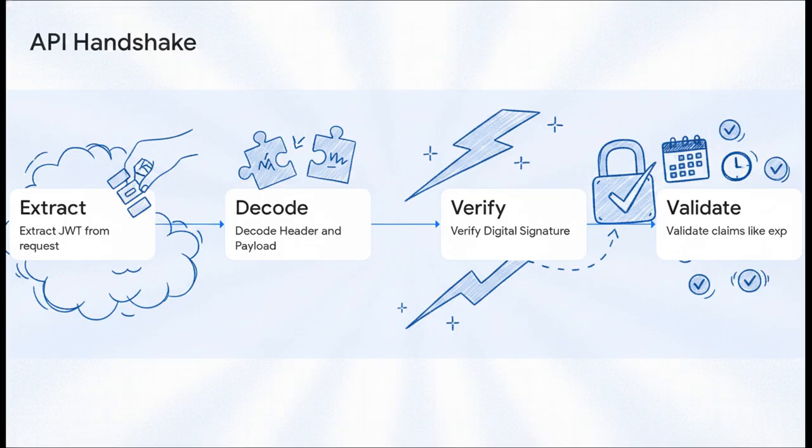Step 1, extract the JWT from the authorization header. Step 2, decode the header and payload to see what it's dealing with. Step 3, and this is the absolutely critical step, verify the digital signature to ensure no tampering occurred. And Step 4, validate the specific claims like the expiration date. The server never ever trusts the payload until that signature is fully verified.